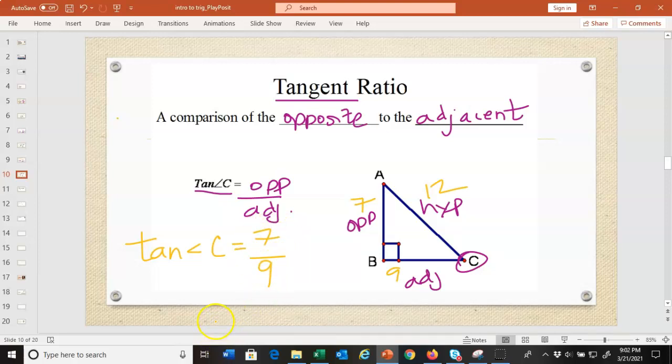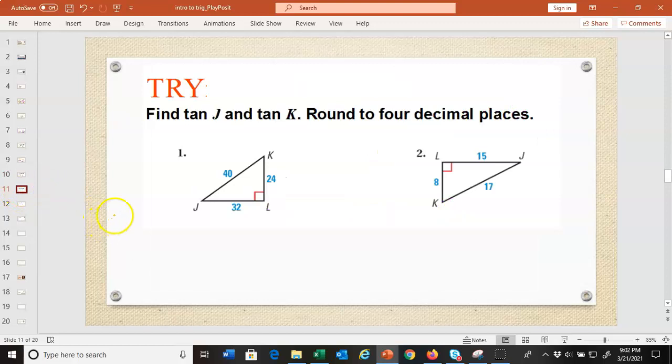And that's it. But remember, it all depends on what your angle of perspective is. If they said to let the angle of perspective equal A, that changes your answer completely. So make sure that you're choosing the right angle of perspective and you're labeling the triangle based on that angle. So let's try some. Find the tangent of J and K.